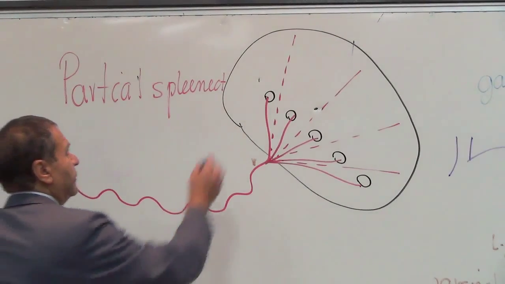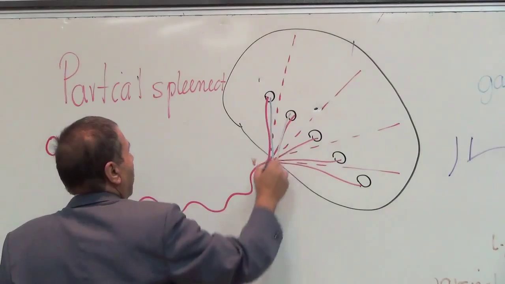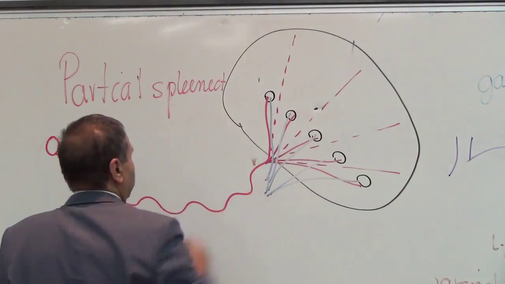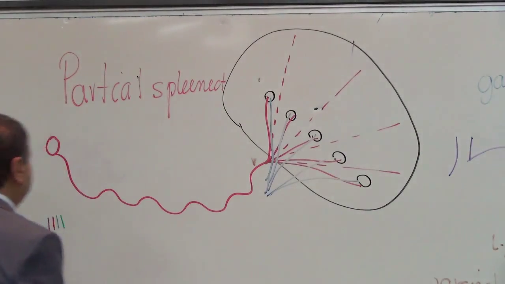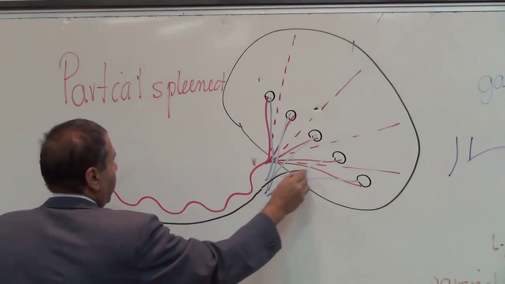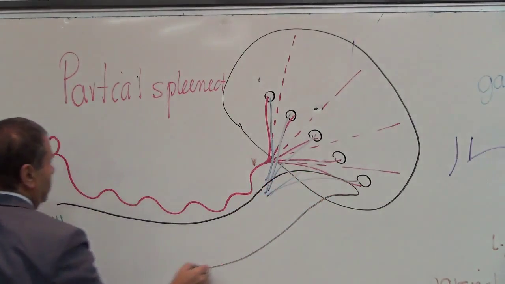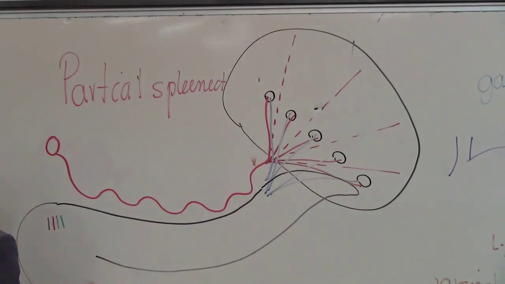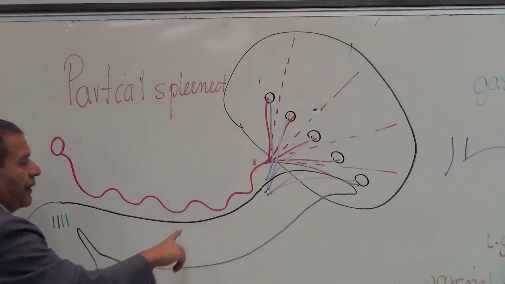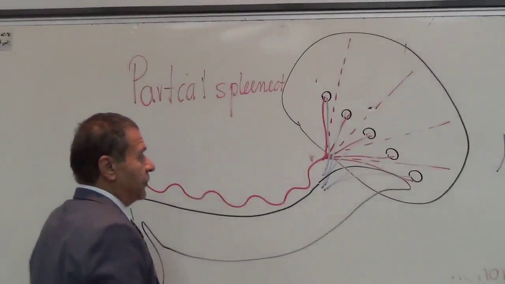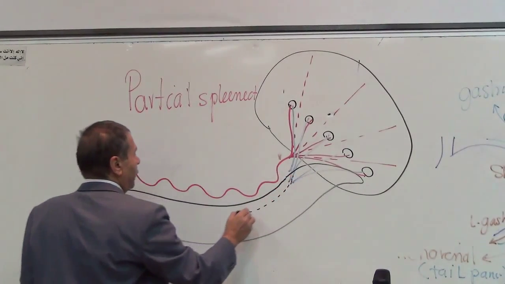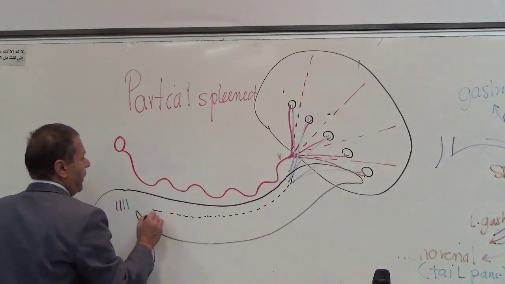The splenic vein arises from the spleen and passes on the posterior border of the pancreas. If this is the pancreas, this is the body of the pancreas, and this is the tail of the pancreas, and this is the head of the pancreas, and this is the neck. So the splenic artery passes on the upper border of the pancreas, behind the stomach, behind the stomach bed.